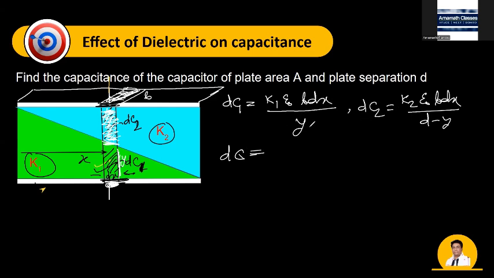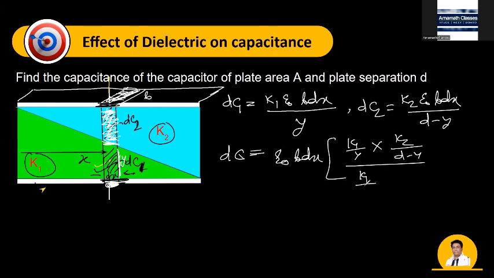So please try to bring out all quantities which are common. Epsilon naught b dx common. Then the rest of the quantity: K1 by y into K2 by d minus y, divided by K1 by y plus K2 by d minus y. Multiply by their sum, C1 into C2 by C1 plus C2. This is common, that is why I have taken it out. So you have to simplify it a little bit. It is a long integration, but you have to do it, no problem.